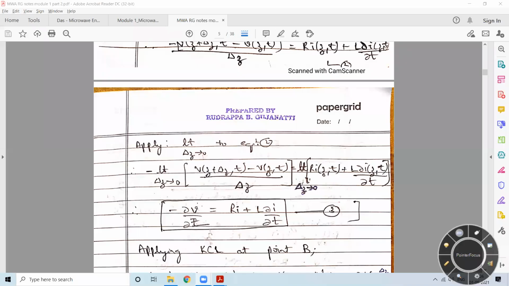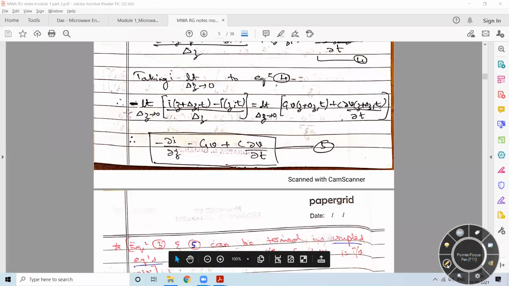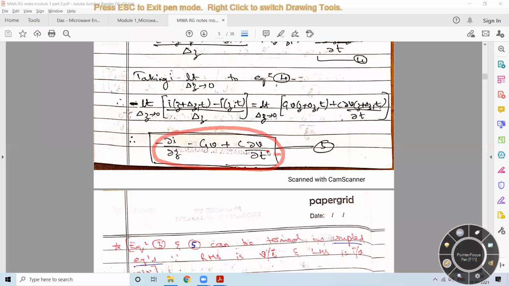In the previous session, we had discussed this equation, that is minus ∂V/∂z is equal to R into I plus L into ∂I/∂t. And we had come across another equation, that is minus ∂I/∂z is equal to G into V plus C into ∂V/∂t.